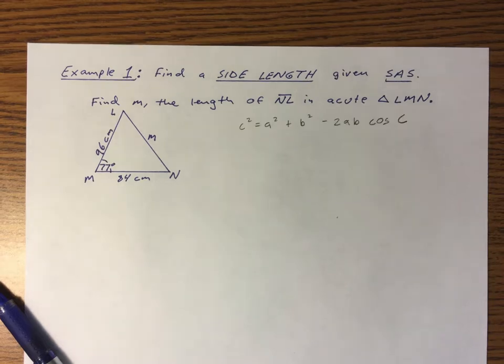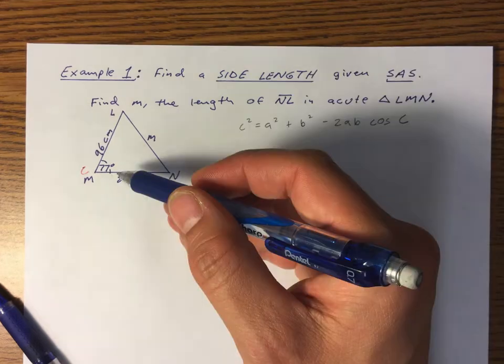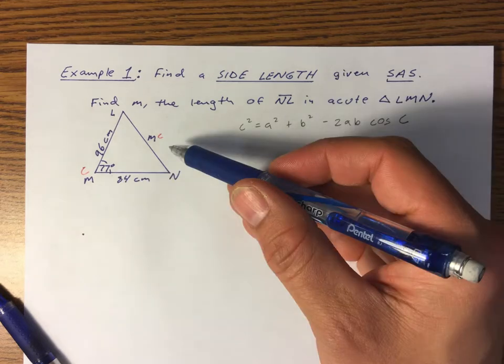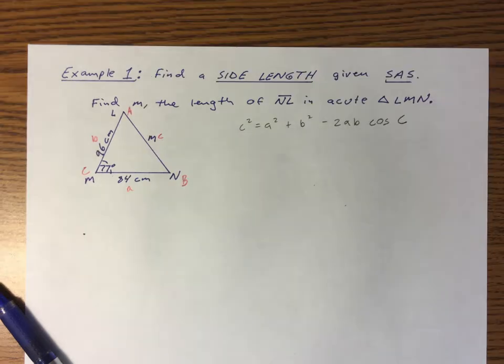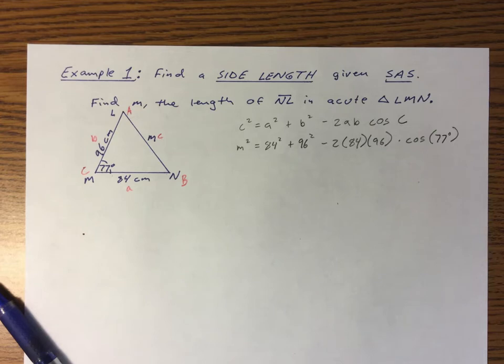So the law of cosines says c squared equals a squared plus b squared minus 2ab cosine of c. Label the given angle as c. And that means the side opposite it would be little c. And then for the other two sides, it doesn't really matter which you do as a or b, but that will help you sub in the numbers in the correct way. So c squared is the length m, a is 84, b is 96, and angle c is 77 degrees. So now all we have to do is solve for m.